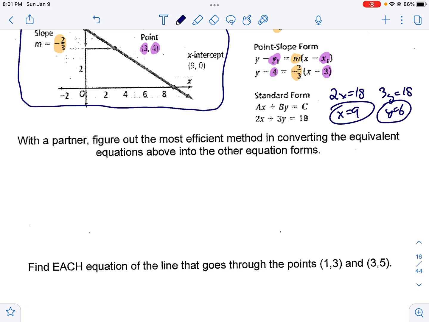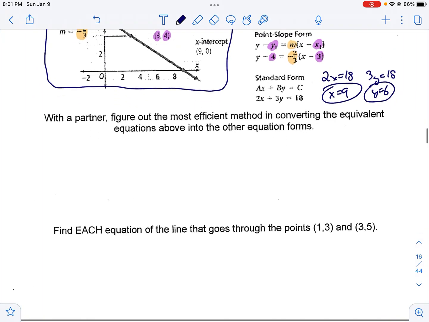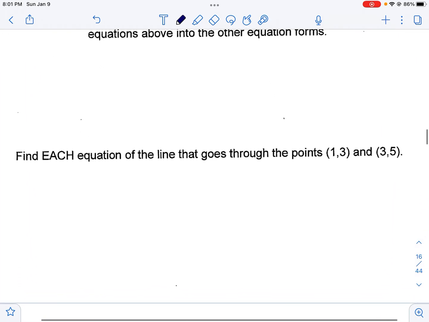All right, take a second, and well, if you're in class with a partner, but if you're not in class on your own, what would be the most efficient way to convert each of the equations into the other forms? Think about that for a second, and we'll do one together right here.